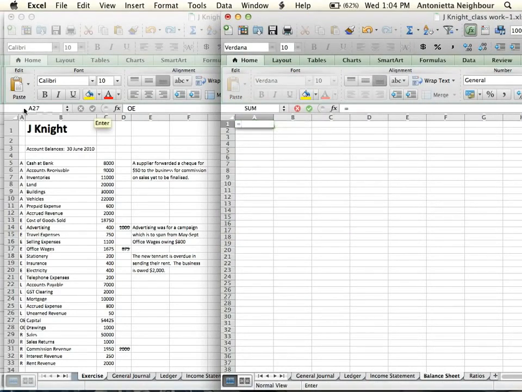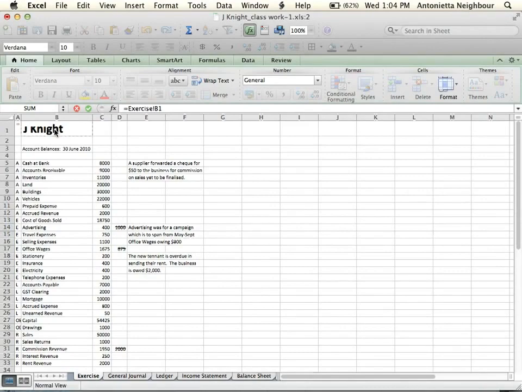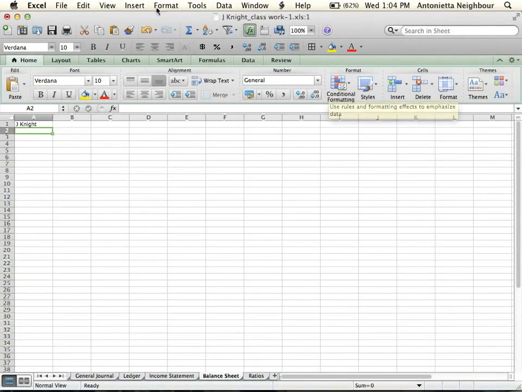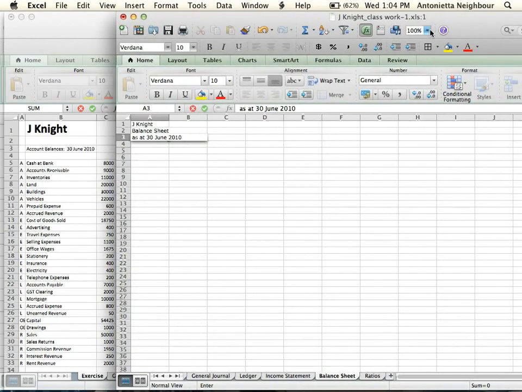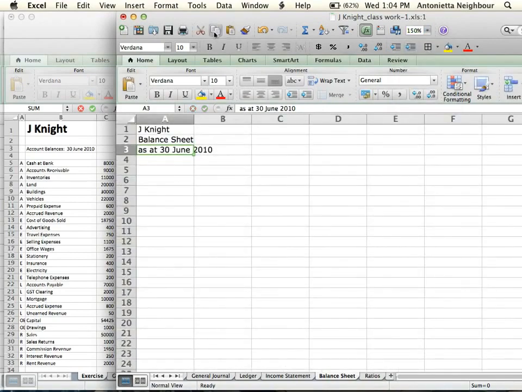So once again, we start with the business name. So let's bring that across from the exercise. Use a formula wherever possible so that you're basically having to type less. Identify the name of the statement, and in this case it's the balance sheet. And the date line then is as at 30 June 2010. And I'll just make this a little bit bigger because I'm sure that looks pretty small.